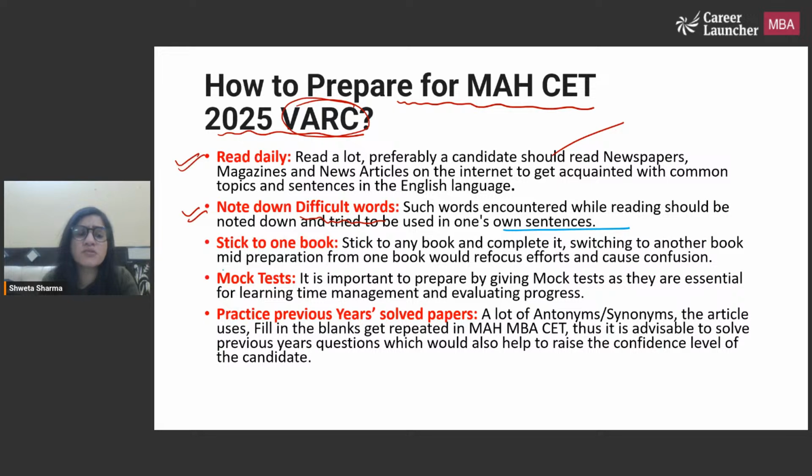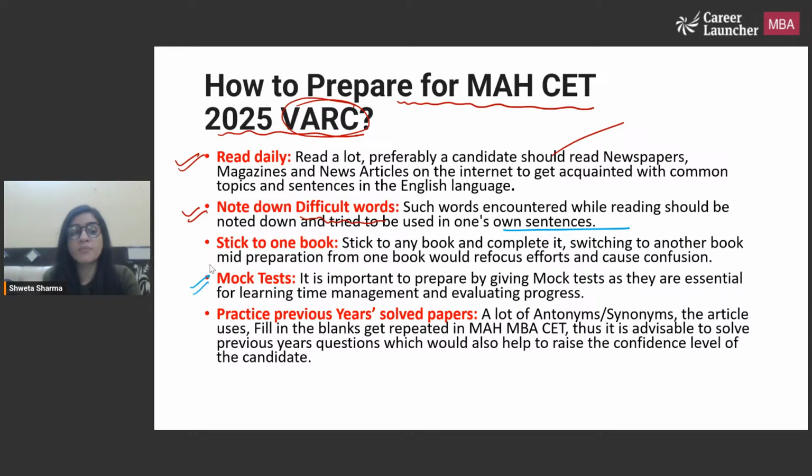Sticking to one book, of course, is a good recommendation, but not always. You can see whichever topic you want to learn from different books, you can stick to that. But writing mock tests is very, very important, guys. Mock tests are like a mirror image of your preparation. So make sure that once you feel that you are thorough with most of the principles, most of the concepts, you start taking up mocks, and not just take mocks once a week, but also analyze it.